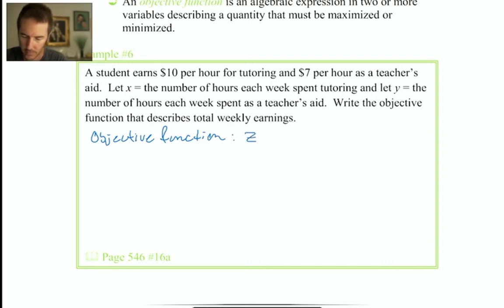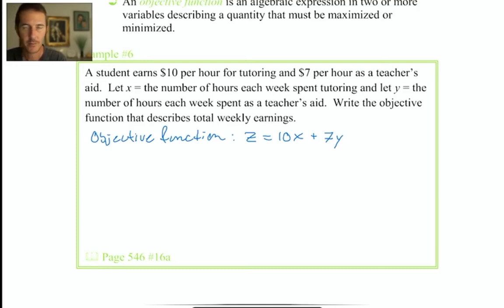Z equals. So what's the objective, would you guess? If I'm this student, I want to make the most money possible. But maybe there are some constraints on how many hours I'm allowed to tutor or how many classes are available for me to be a teacher's aide. So there are some restrictions or some constraints, but within those constraints, I would like to maximize the amount of money that I'm making. So my objective function describes my total weekly earnings, which is $10 per hour times the number of hours that I spend tutoring, plus $7 per hour times the number of hours that I spend as a teacher's aide. That's it.